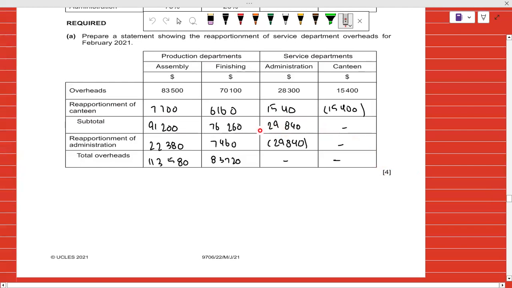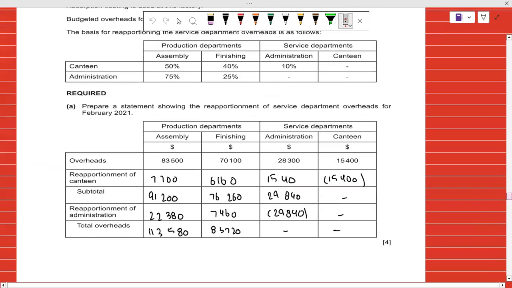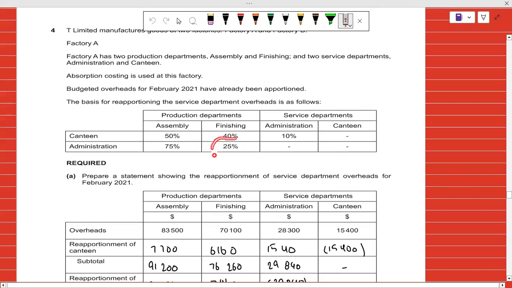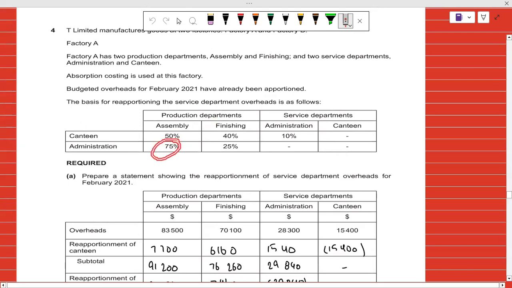Okay, so after that, first of all we have to get a subtotal of the overheads and this reapportioned overheads. Then we get a subtotal for every department. For the administration department we have 29,840, for the finishing department it is 76,260, and for the assembly department it is 91,200. Now we have to reapportion the overheads of the administration department into finishing and assembly on the basis of the percentages given in the question. As you can see, this is 25% for the finishing department and 75% for the assembly department.